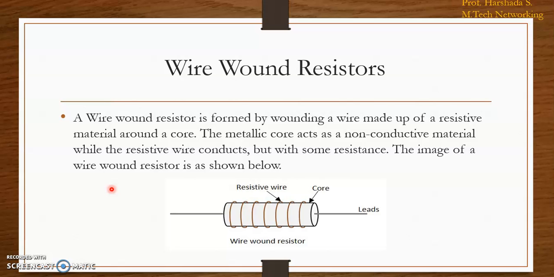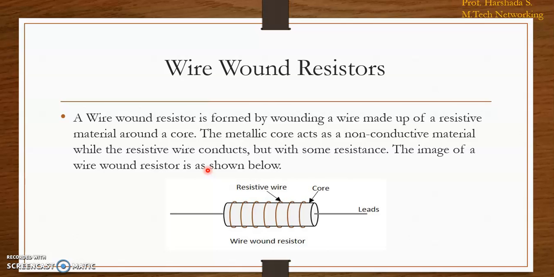Now we move towards the last part of this PPT, that is the wire wound resistor. So here, what is meant by wire wound resistor? Wire wound means what? Winding, okay? Rotating in a round shape. So here wound means wounded in a circular shape.